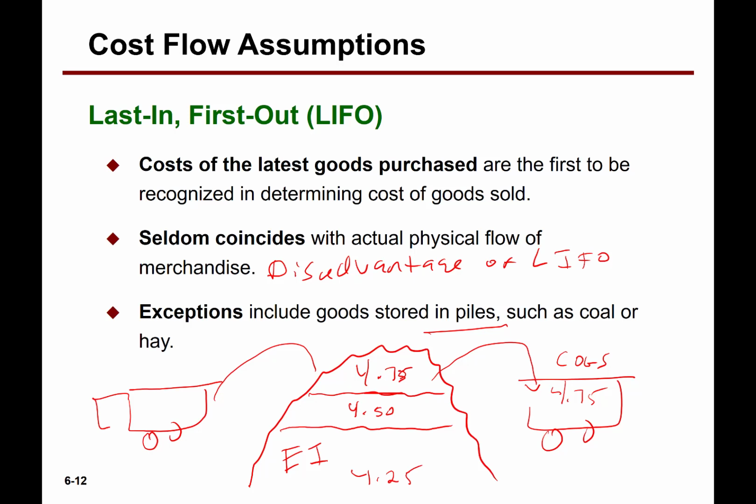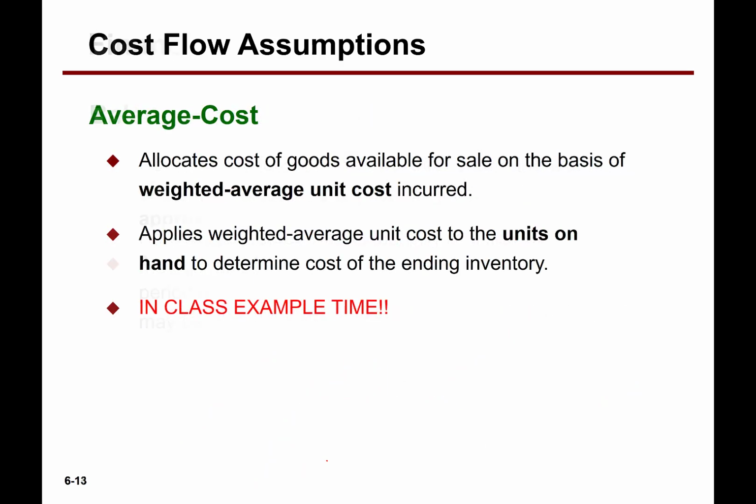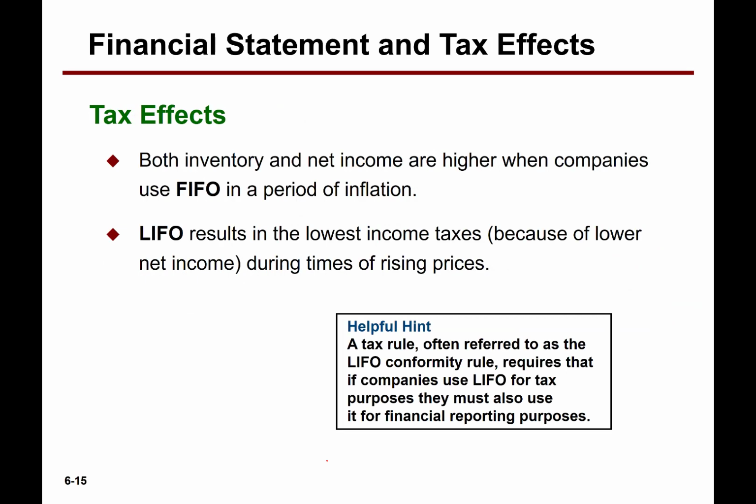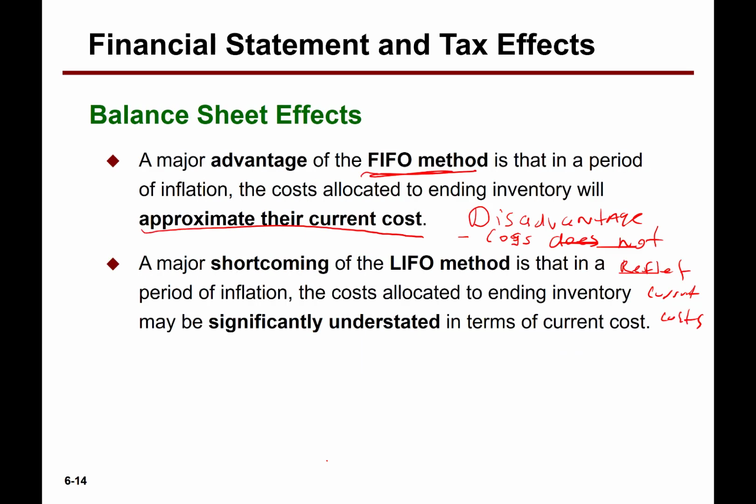Again, guys, it doesn't have to be the actual flow of goods. It's a cost flow assumption, isn't it? Cost flow assumption. Okay. So what's happening now? When we look at our last in, first out, and the balance sheet effects, a major shortcoming of FIFO is that what? In a period of inflation, the cost allocated to ending inventory could be significantly understated. Isn't that true? Right? Because they're saying, hey, $4.25, meanwhile, it's $4.75.